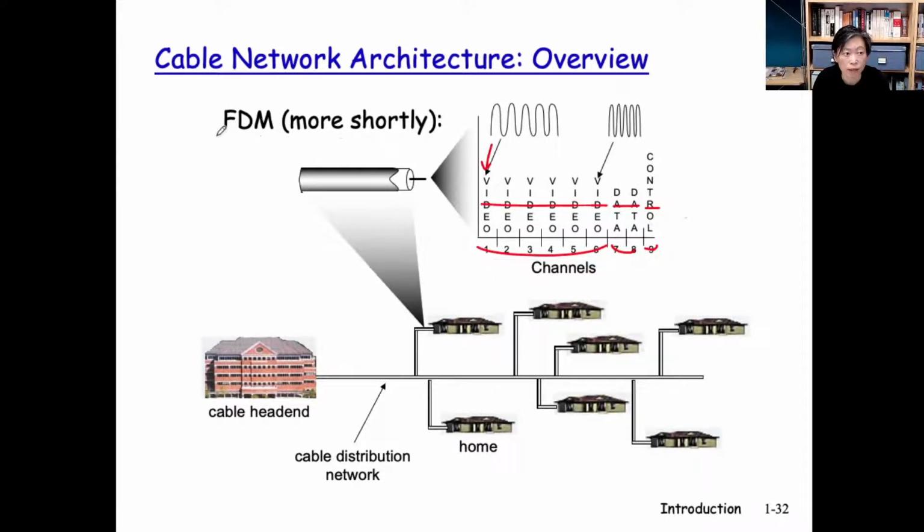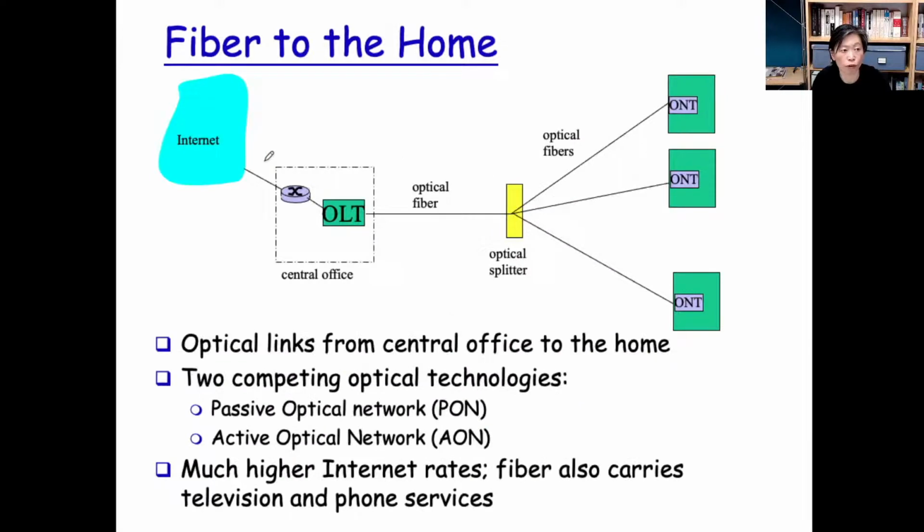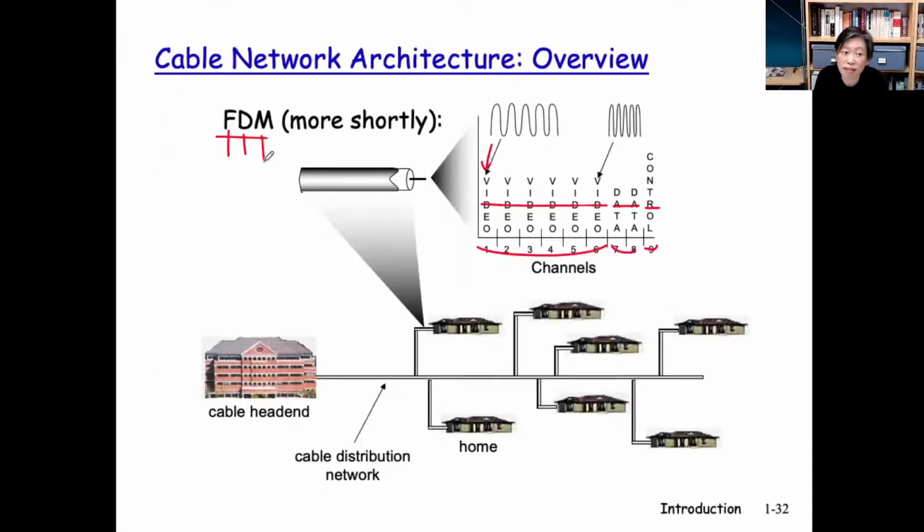So that technique is formally called frequency division multiplexing. We cut the entire frequency band into non-overlapping subbands, division over frequency, hence the name.